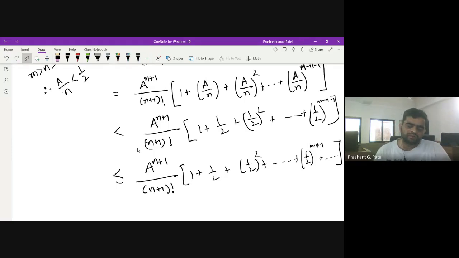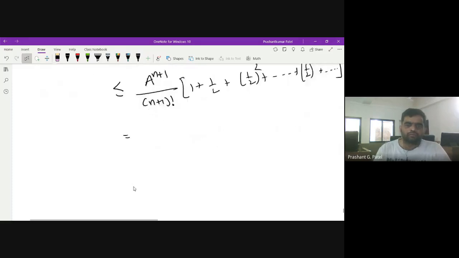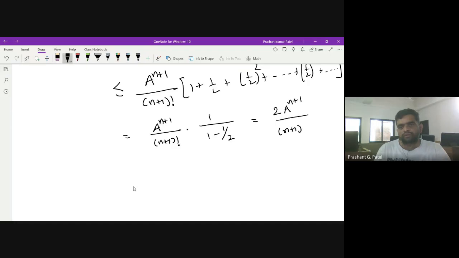So this is an infinite series, and we know that the infinite geometric progression has the sum 1 upon 1 minus r if mod r is less than 1. Here r is 1 by 2. So as per that, this is equal to a power n plus 1 upon n plus 1 factorial into 1 upon 1 minus 1 by 2. If you simplify this, this quantity is 2 times a power n plus 1 upon n plus 1 factorial. So finally what we got is mod of Em x minus En x is less than or equal to 2 times a power n plus 1 upon n plus 1 factorial.